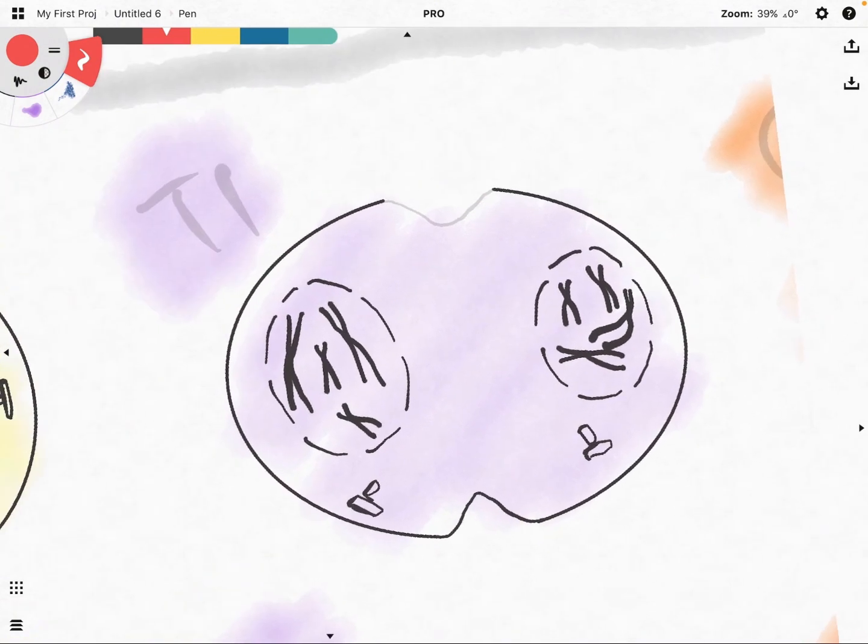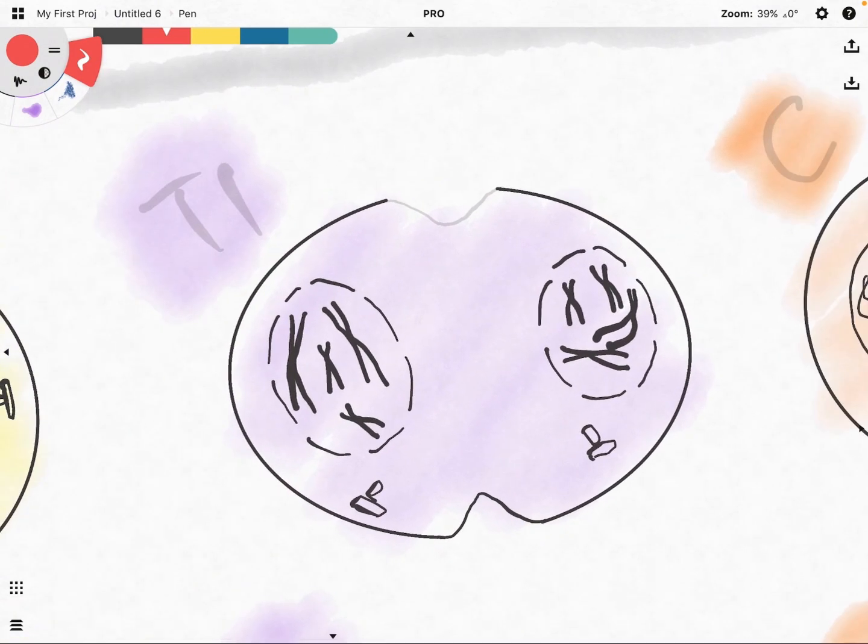And as a result, at telophase 1, we find that each chromosome still consists of sister chromatids joined together at the centromere. At this stage, the chromosomes may uncoil and form chromatin threads again, and the nuclear envelope may or may not reform. It really depends.